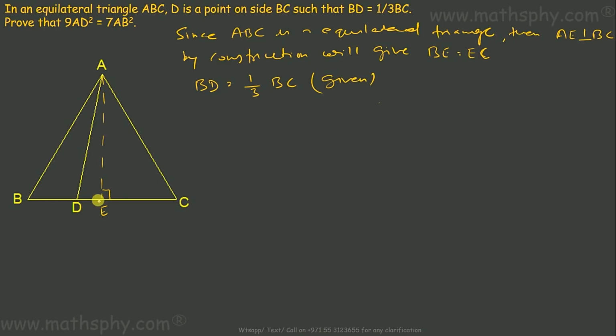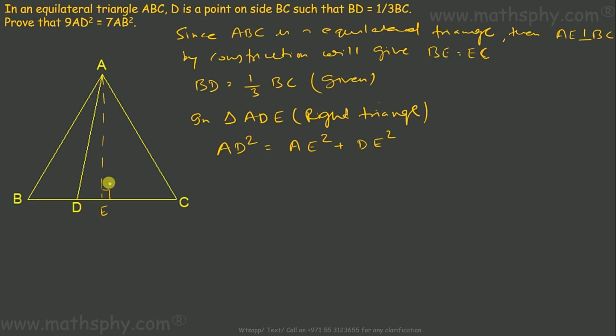Now let's take triangle ADE. Alright, in triangle ADE, this is a right angle triangle, right angled at E. AD square will be equal to AE square plus DE square. AD is the hypotenuse, since this is opposite to the 90-degree angle. Okay, let's keep AE square as it is, plus DE square. DE can be BE minus BD.